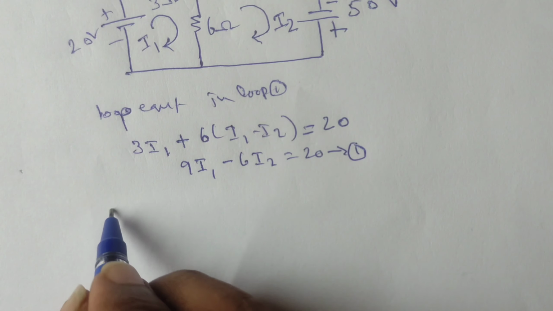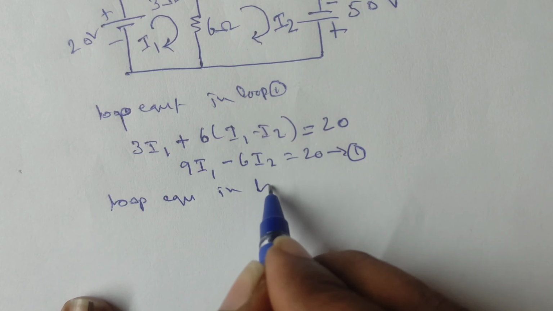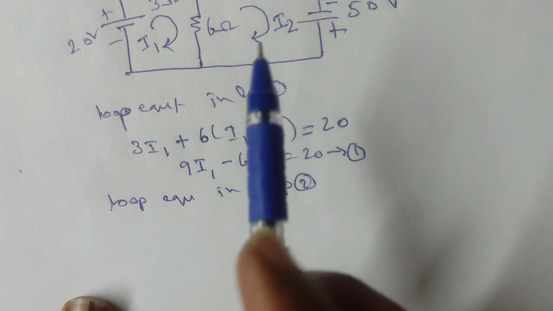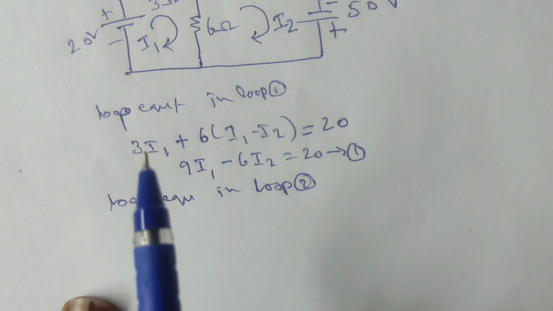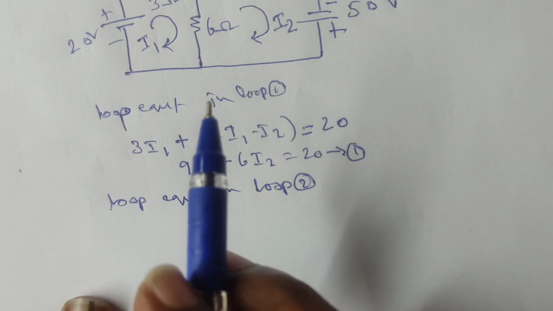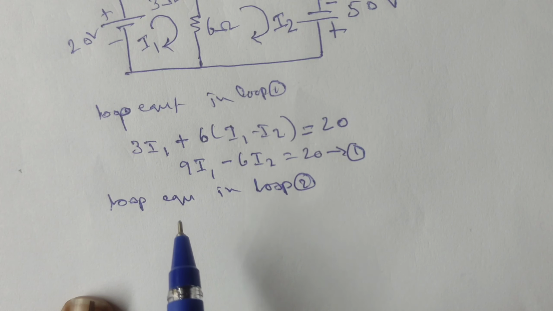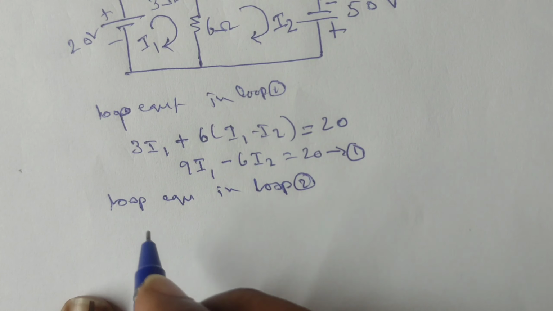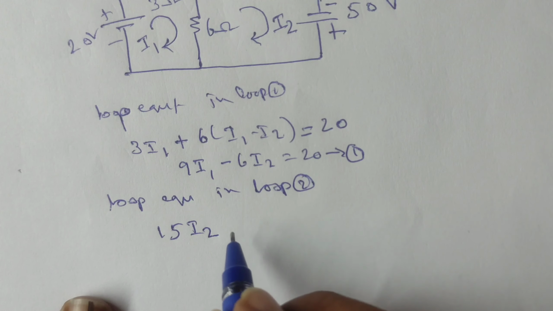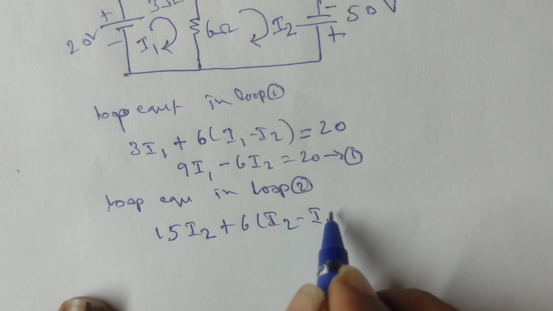And we are going to write the loop equation in loop number 2. In that loop we have a 3 resistance. Obviously these 2 are in series, so directly we can add them. Here the 6 is the resistance present between the loops, so here also we need to take 2 currents, but in this loop equation we need to take I2 as positive. So according to that, the first term is 15 I2 plus 6 times (I2 minus I1).